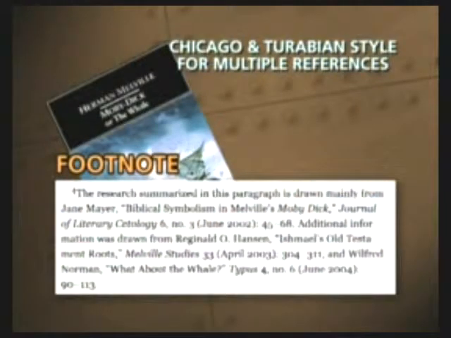Footnote number 4. The research summarized in this paragraph is drawn mainly from Jane Mayer, Biblical Symbolism in Melville's Moby Dick, and the publication information is given. Additional information was drawn from Reginald O. Hansen, Ishmael's Old Testament Roots, with publication information, and Wilfred Norman, What About the Whale, with publication information.